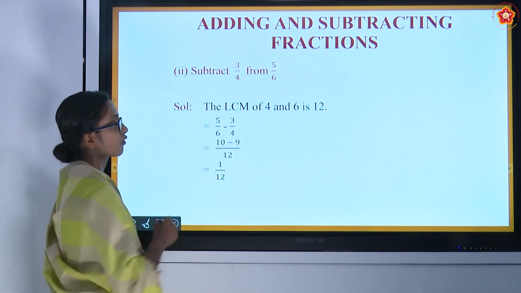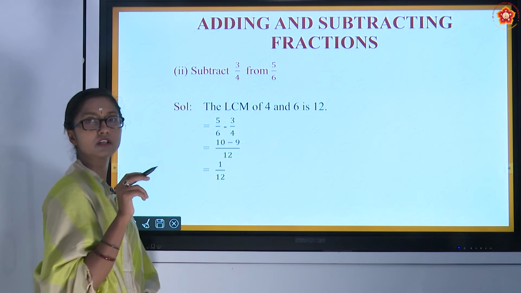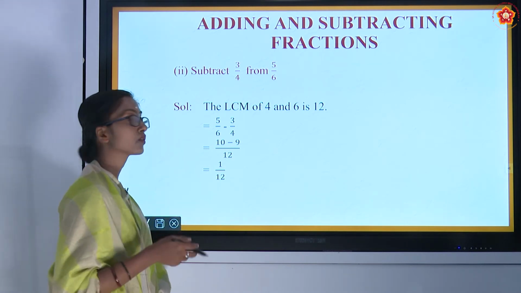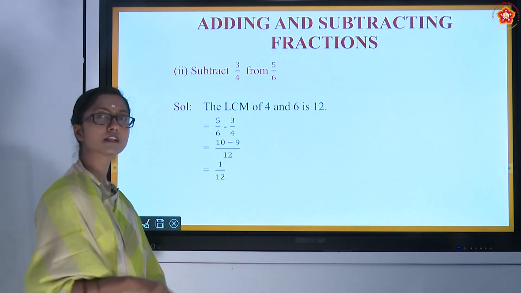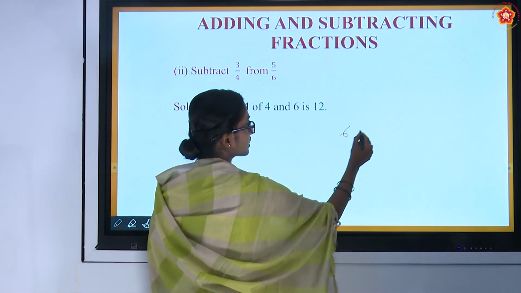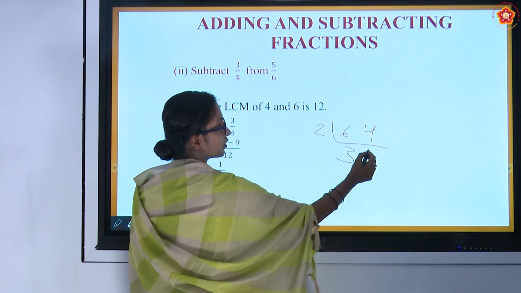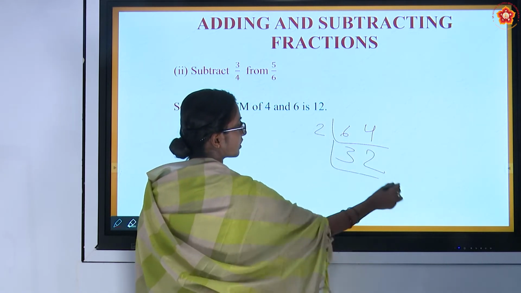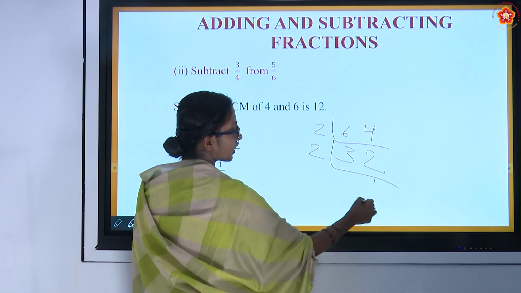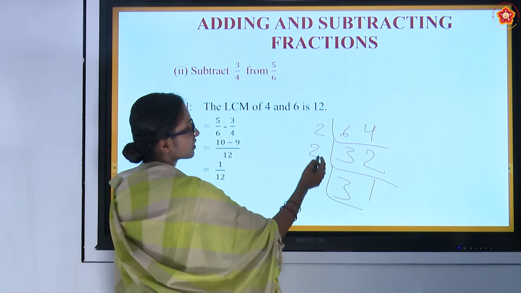Now 6 and 4. 6 and 4 both will come in the same table. Okay. 2 ones are 2, 2 2s are 4, 2 3s are 6. So we can take LCM here. 6, 4. 2 3s are 6, 2 2s are 4. 2 1s are 2, 3 as it is. Okay, 3 as it is.